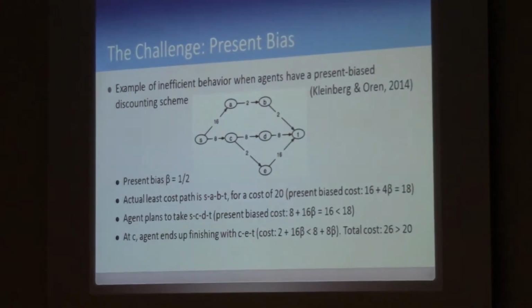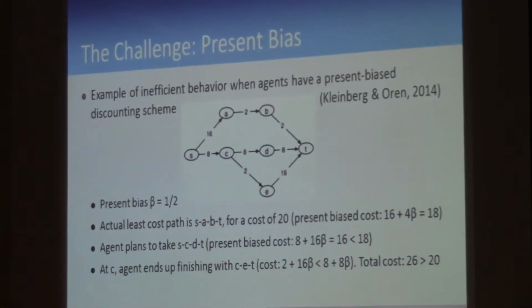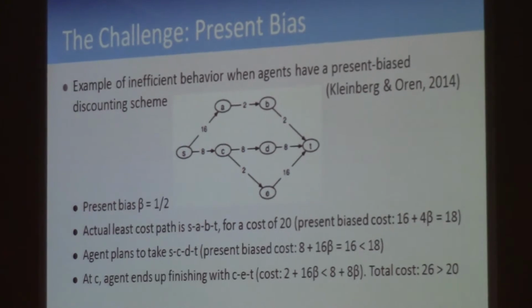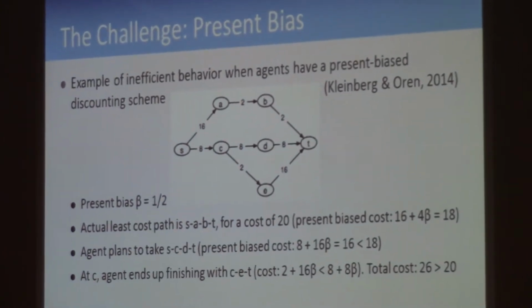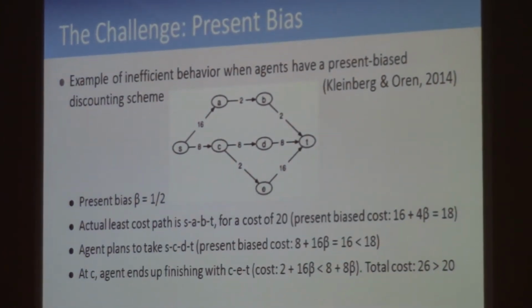Here's the challenge of this planning problem. Like I said, such problems have been studied in the literature before, but not with present bias. So suppose that you're an agent and you discount everything except whatever cost or reward you get in the next period by a factor beta equals 1/2. Everything in the future you value only half as much. If you were to look at this graph, you're trying to get from the node S to the node T. You can see that you should go up to A, then to B, then to T.